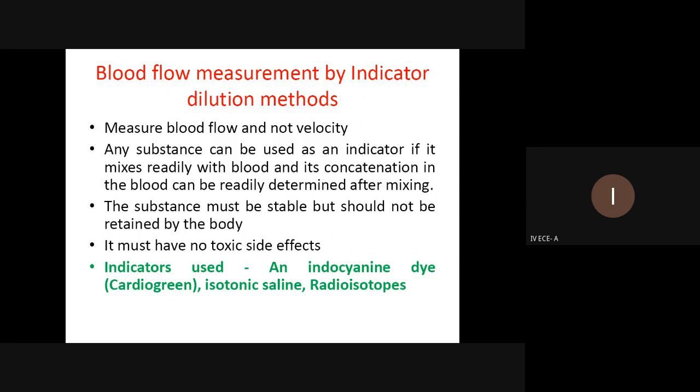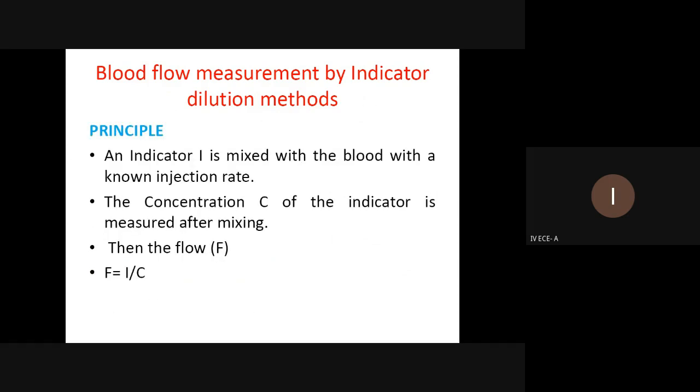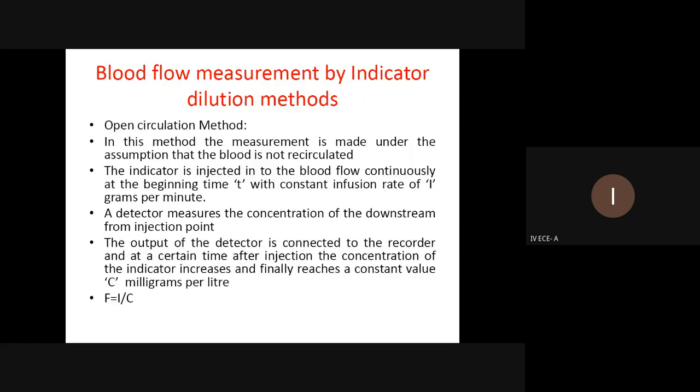Any substance can be used as an indicator if it mixes readily with blood, and its concentration in the blood can be readily determined after mixing. The substance must be stable but should not be retained by the body. It must have no toxic side effects. Generally, the indicators used in a radiographic method are indocyanine dye, isotonic saline, and radioisotopes. These are the methods.